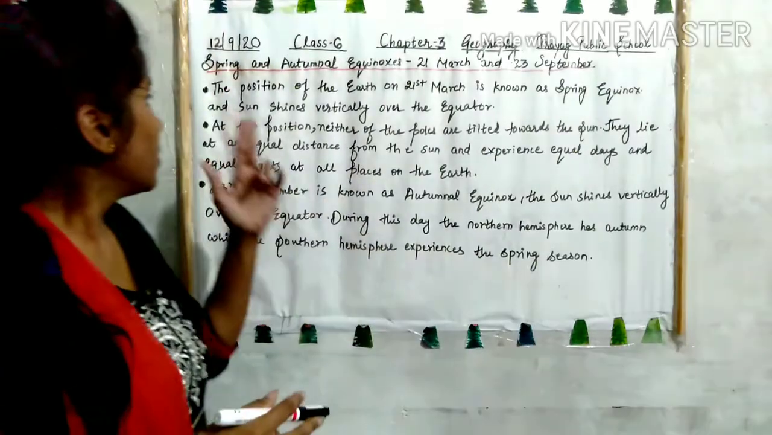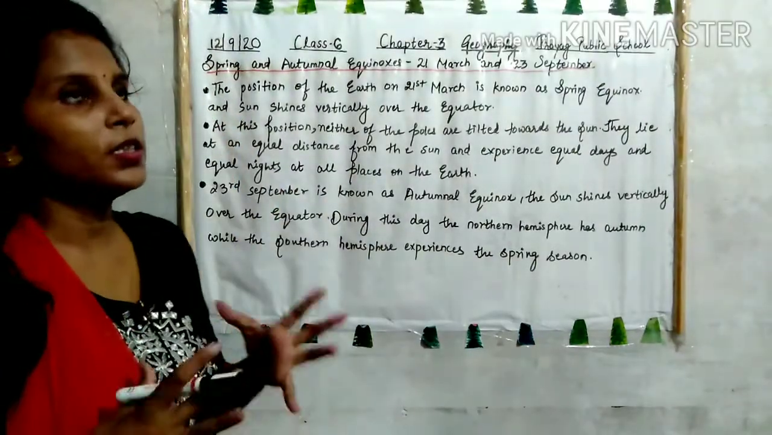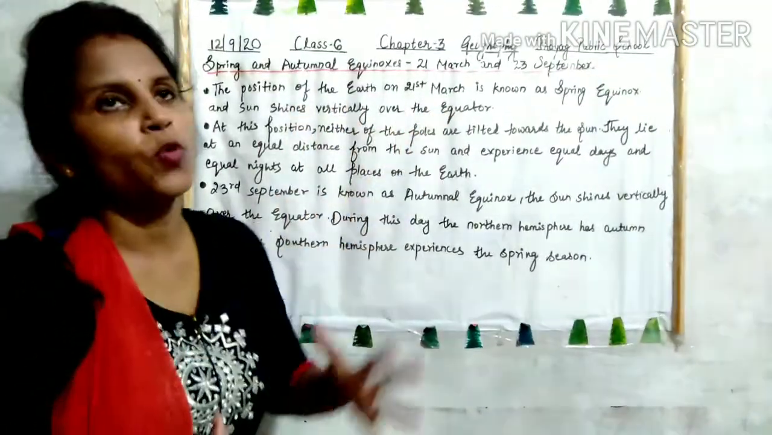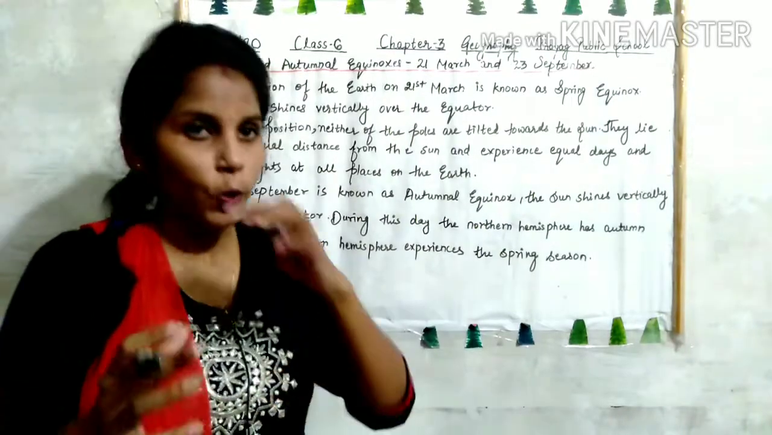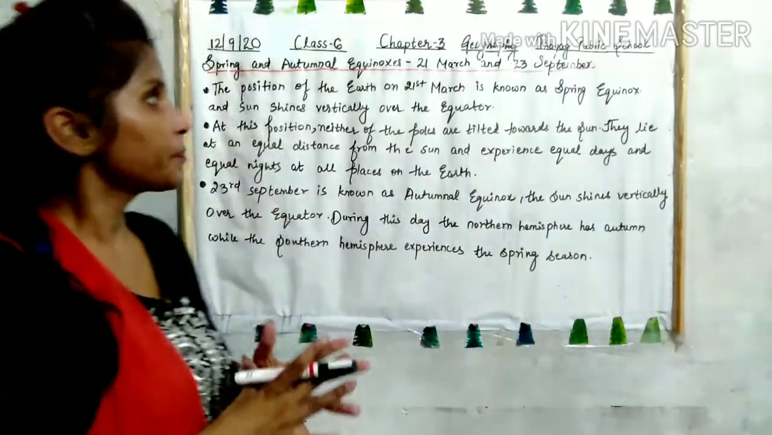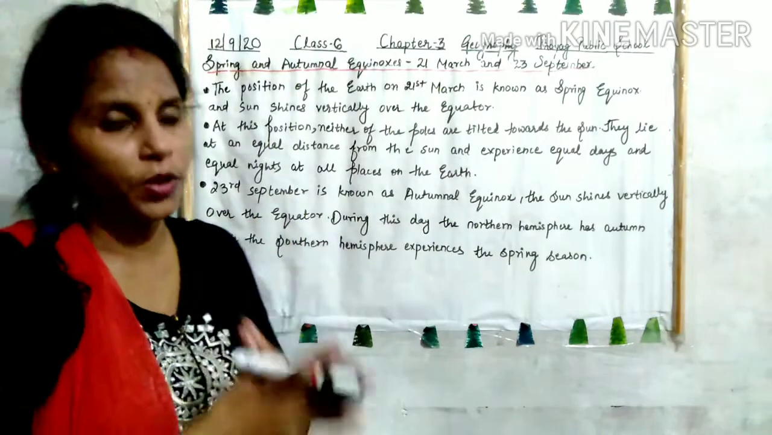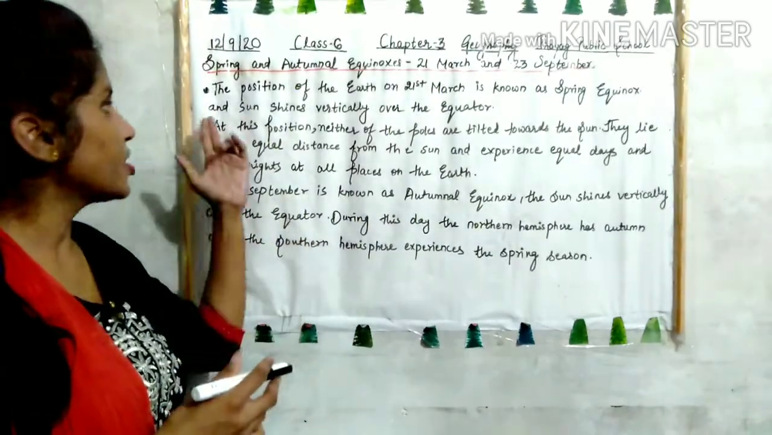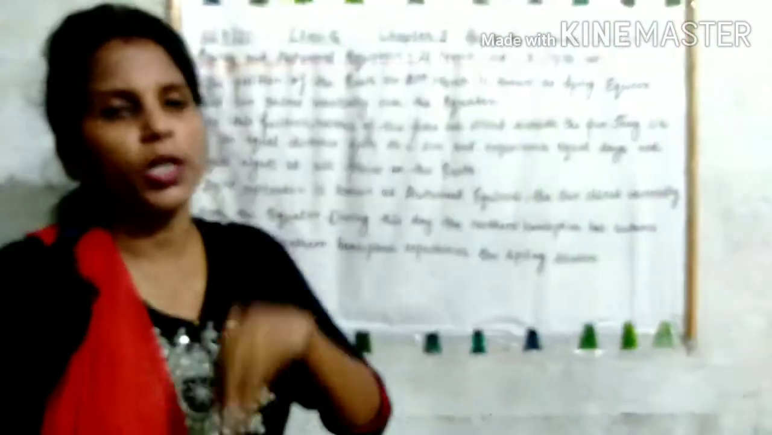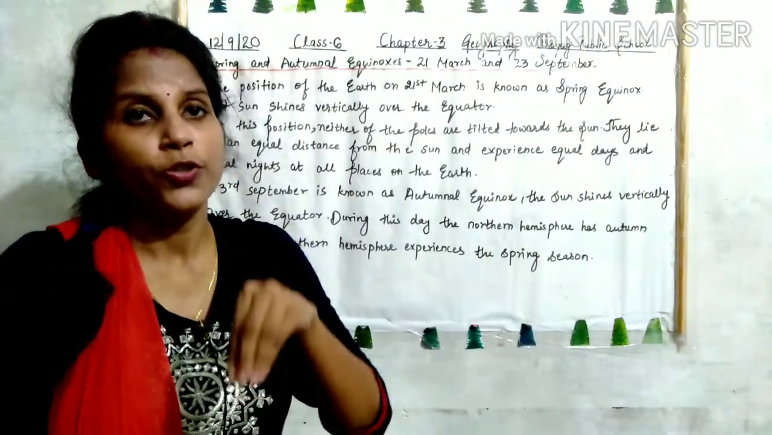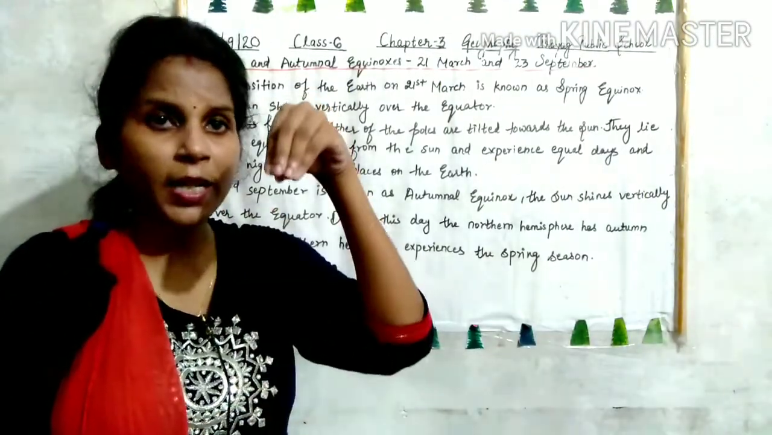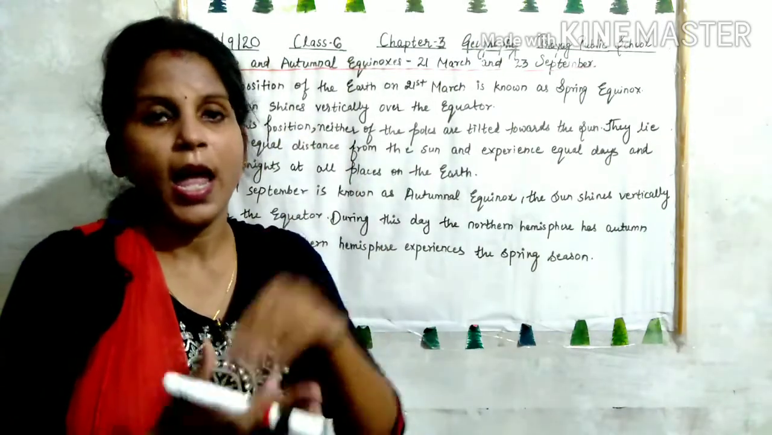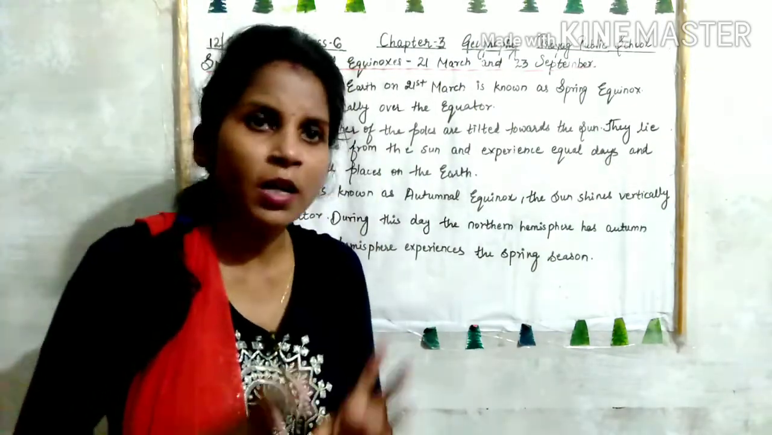Okay, first the position of the earth on 21st March is known as spring equinox. तो जब अर्थ की पोजीशन 21st मार्च पे जो होती है उसे हम स्प्रिंग इक्विनॉक्स कहते हैं, एंड सन शाइन्स वर्टिकली ओवर द इक्वेटर. इस टाइम क्या होता है, जो सन होता है वो वर्टिकली होता है अर्थ के ऊपर, एंड द रेज फॉल डायरेक्टली ओवर द इक्वेटर.